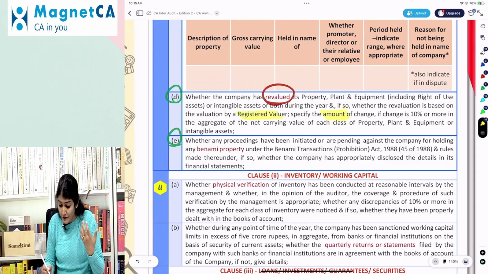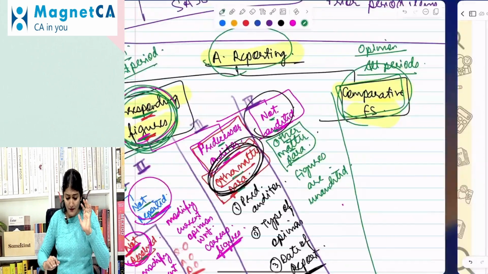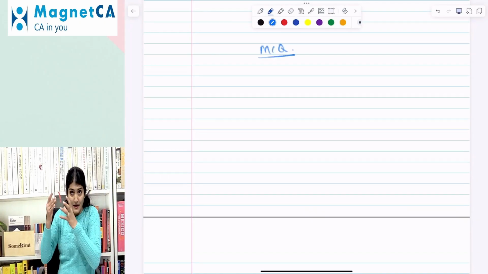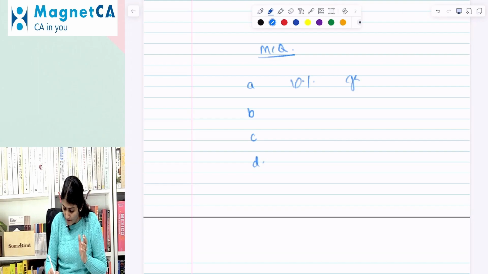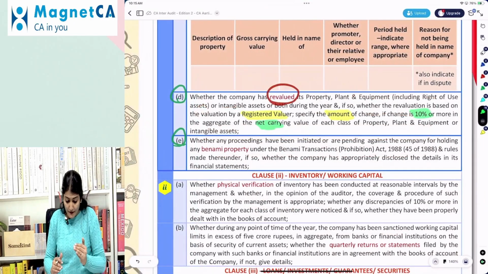Specify the amount of change and if the change is of 10% or more on the net carrying value. And that is the detail of the clause over there. But when we make an MCQ in the exam on this particular subclause, which is regarding the revaluation, they give you 4 options, right? 10% on the gross basis, 10% on the net basis, 5% on the gross basis, and 5% on the net basis. Okay, for this particular 1B.